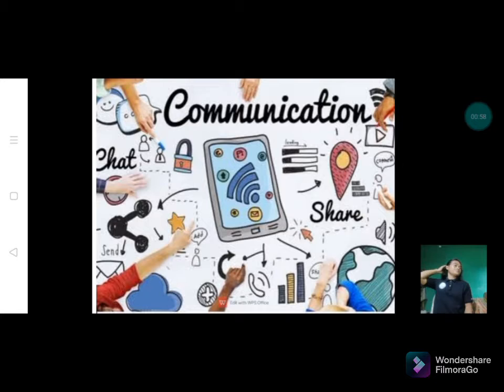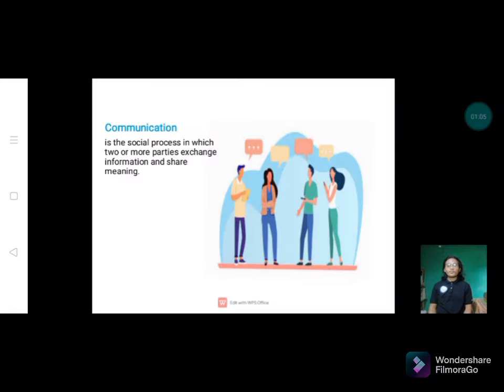So communication. What is communication? Communication is a social process in which two or more parties exchange information and share meaning. So, communication is a way for us to understand each other. It is one of the most important elements of understanding in a society. Here, we can express our thoughts about what we see and feel. A society that lacks communication is often chaotic and misunderstood.